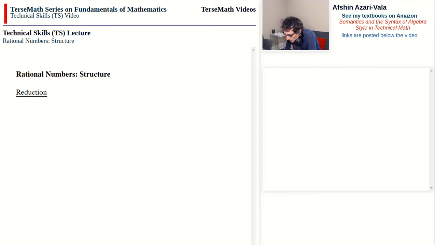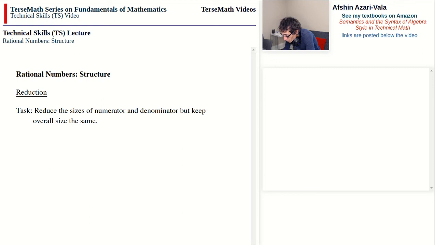And the last topic for this video on structure of rational numbers is on reduction. The task of reduction is to reduce the sizes of the numerator and the denominator, but keep the overall size the same. In the previous video, I did make a comment about this, and let's go deeper into it now. So first of all, why reduce?